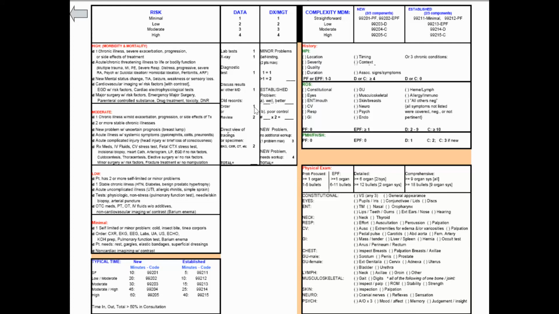Making the decision for the patient to get old records, have them sign a medical release form. That's easy. If you do look at all those records when they're in the office, you get 2 points. And if you directly review a specimen that you are ordering, making the read interpretation yourself, you get yourself 2 points. So data section's real easy. The risk section has been real easy too.